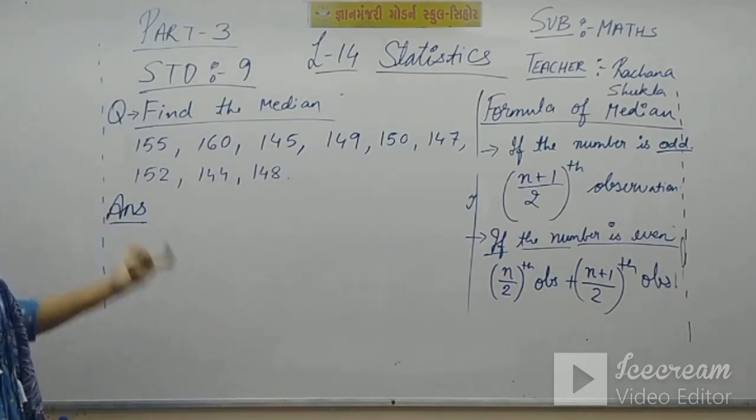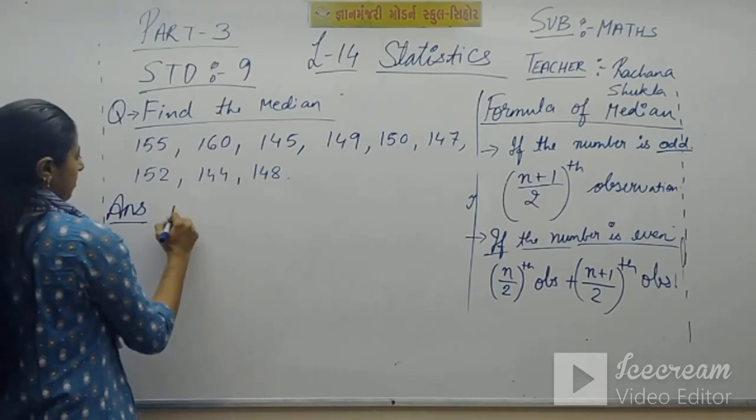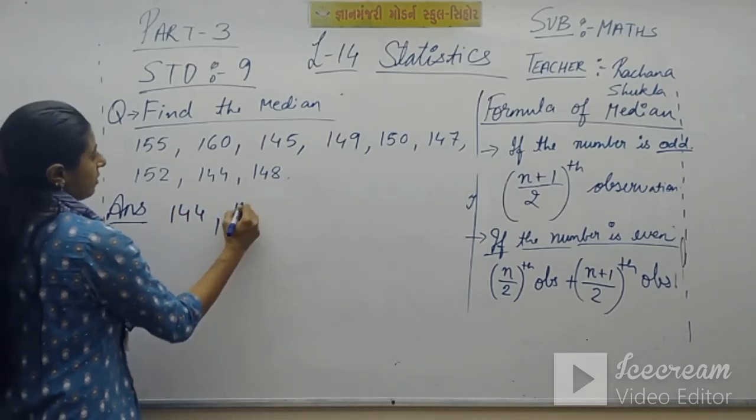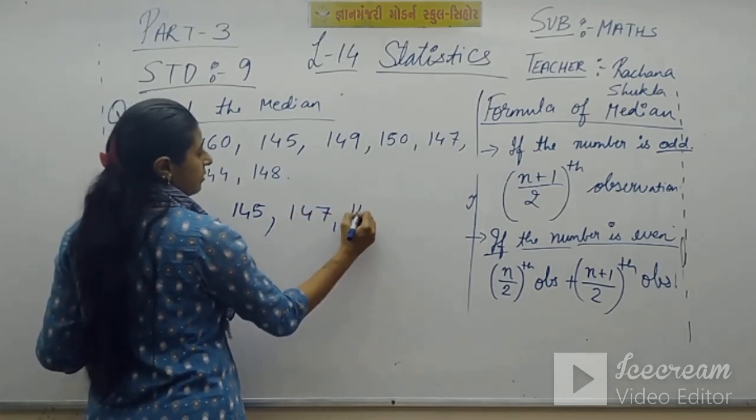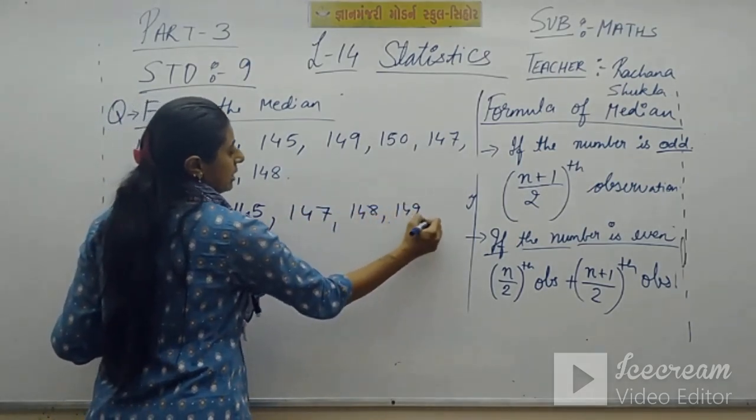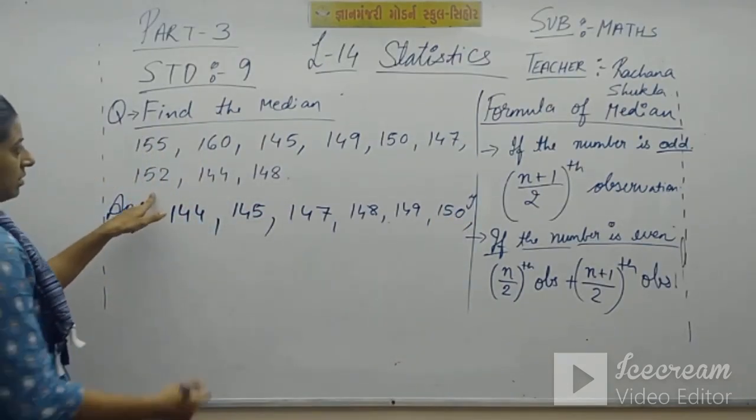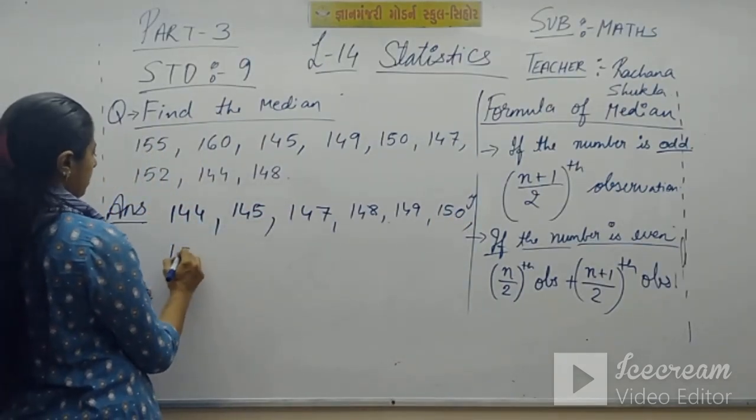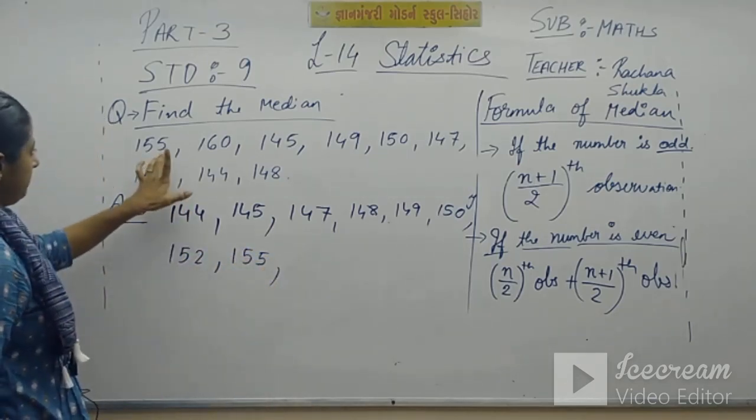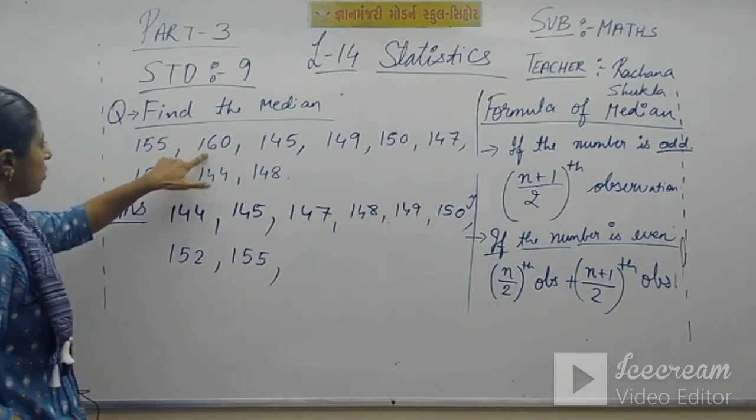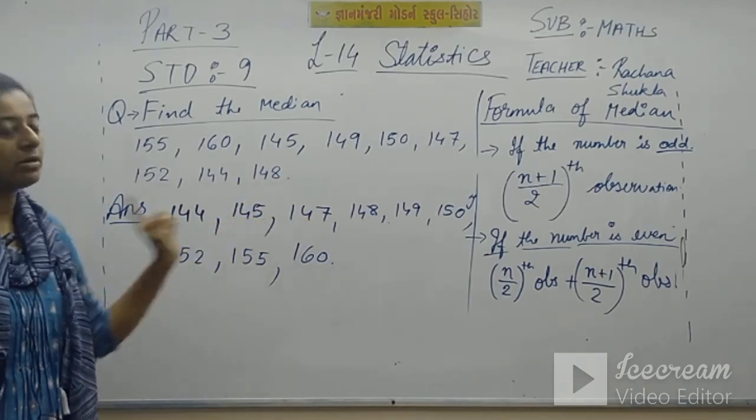Ascending order means starting with the smallest term. Which is the smallest term? 144. Then 145, 147, 148, 149 and 150. Then 152, 155, 160. Done? How many terms are there?